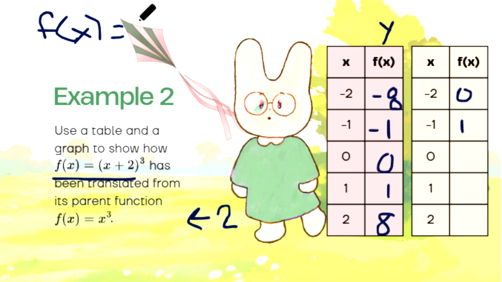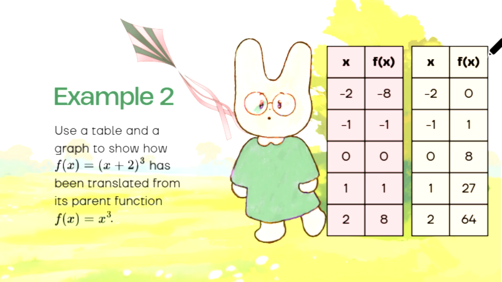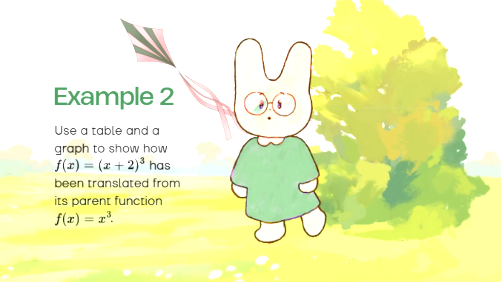Let's go to the next one. So we have x is 0 plus 2 cubed, which is going to be just 2. 2 cubed is 8. Okay, and you would continue that all the way down. These are the numbers that you're going to end up with.